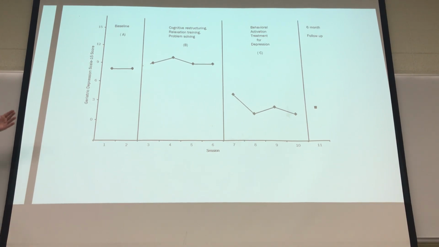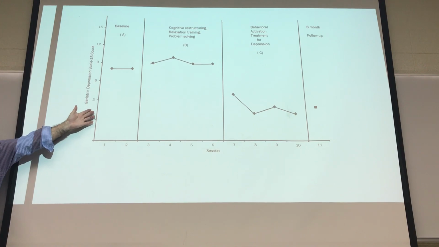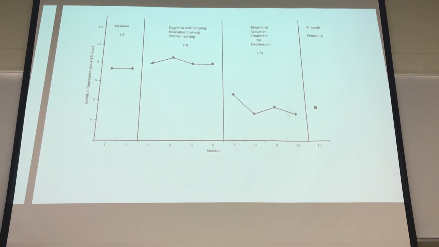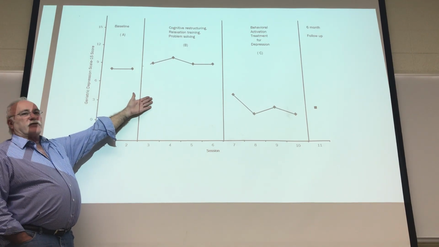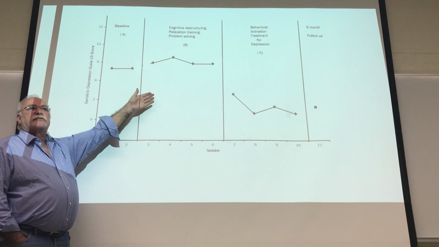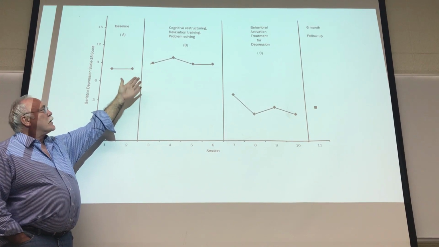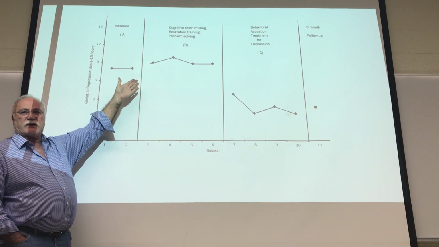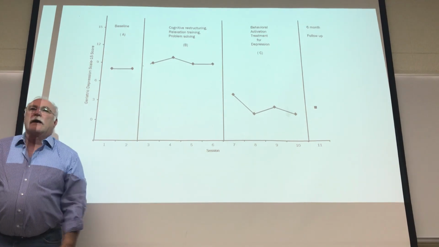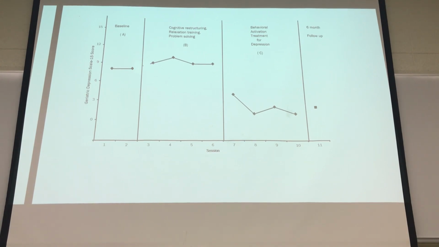This is an extremely valuable tool, single subject research designed to evaluate whether your treatment is working. Yes? What's the difference between B and C? Like, what were the two different treatments? This is B, cognitive restructuring, teaching him to change the way he talks to himself about events, teaching him relaxation skills, and teaching him a problem-solving routine.